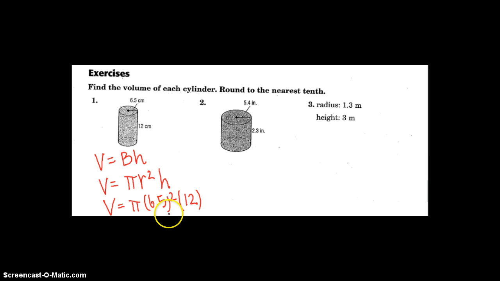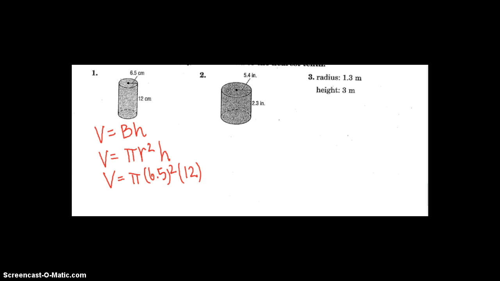Punch your handy calculator, and don't forget to use your x squared button, and also your pi button will give you the most accurate answer, and I get 1,592.8. And don't forget it's centimeters, and for volume it's centimeters cubed, because we would have had centimeters squared times centimeters, and that gives us centimeters cubed. Alright, finish these two on your own.